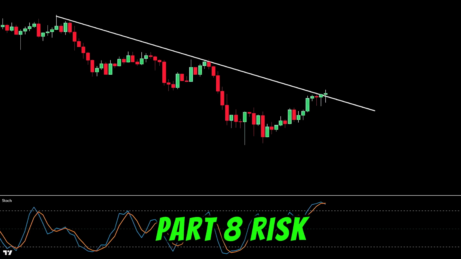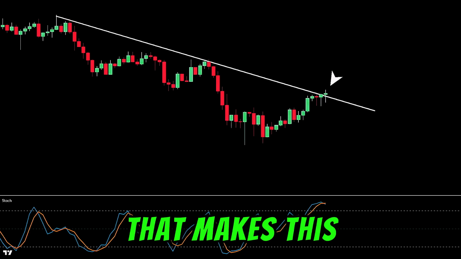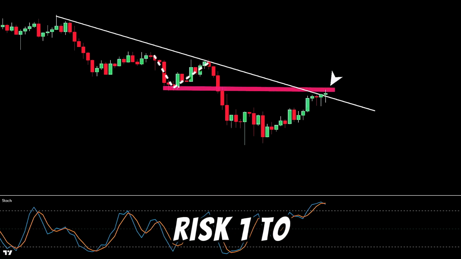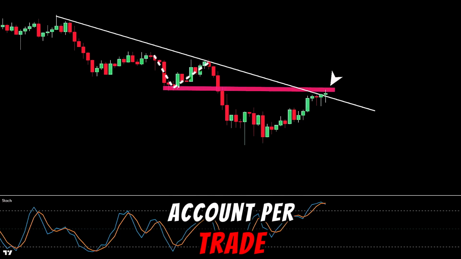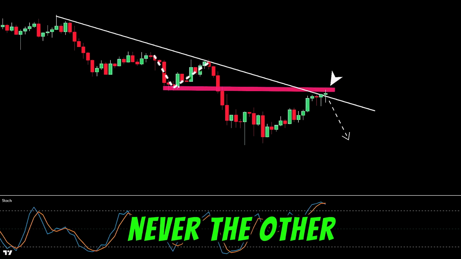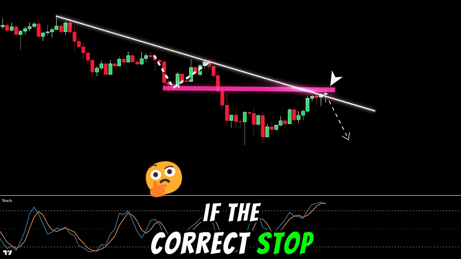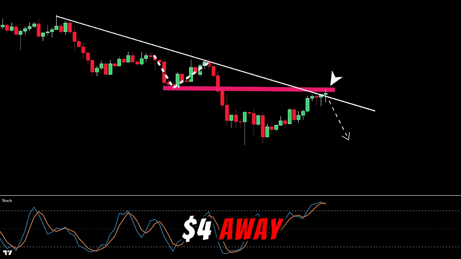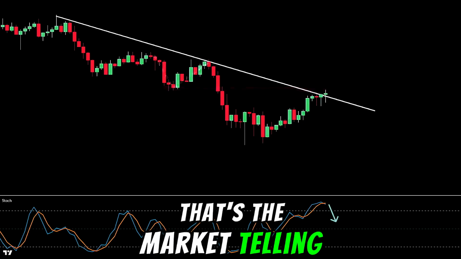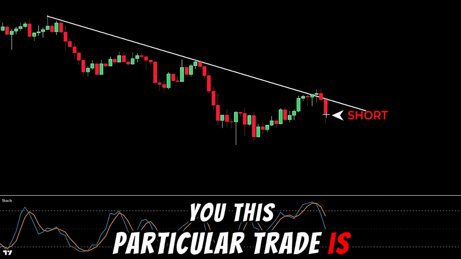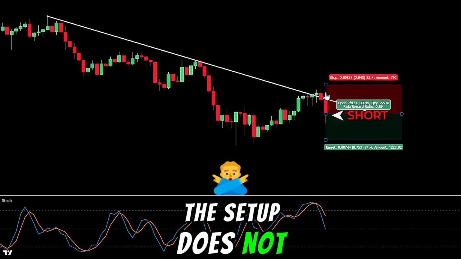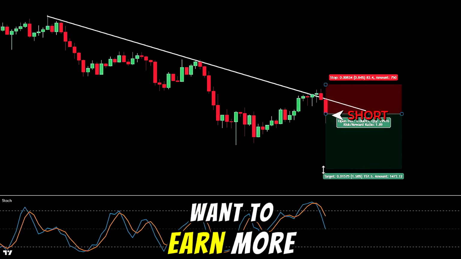Part 8. Risk, and the drill that makes this stick. None of this matters if the position size is wrong. Risk 1 to 2% of the account per trade, and let the stop distance decide the lot size, never the other way round. If the correct stop on your Go trade is $4 away, and that means a smaller position than you like, that's the market telling you, this particular trade is expensive today. Take the smaller size. The setup does not become safer because you want to earn more from it.